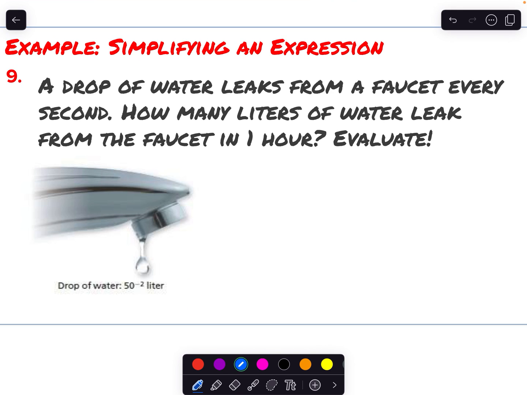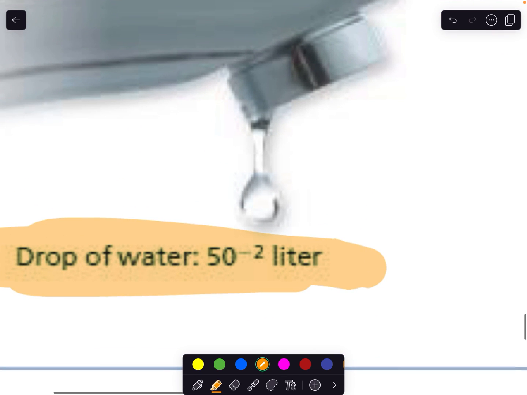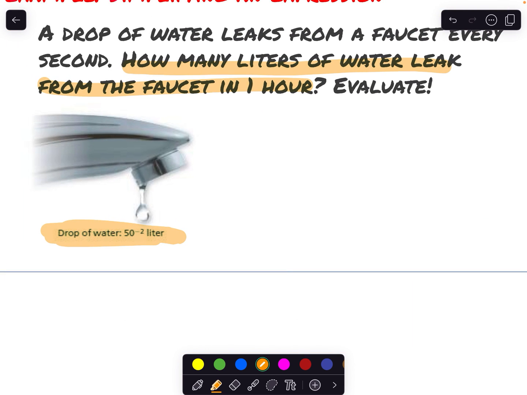Last thing. A drop of water leaks from a faucet every second. How many liters of water will leak in 1 hour? 1 drop of water is a really tiny amount, 50 to the negative 2 liters. It's a really small amount. But if we're doing this for an hour, we could take 1 drop of water, that's 50 to the negative 2, times 60 seconds for a minute. Take those minutes times 60 for an hour.